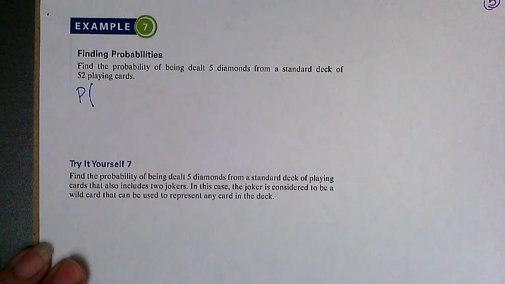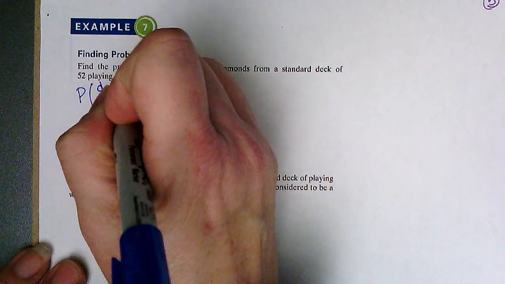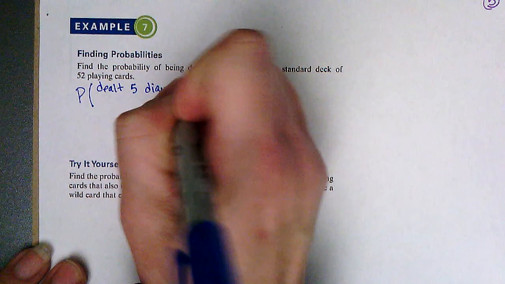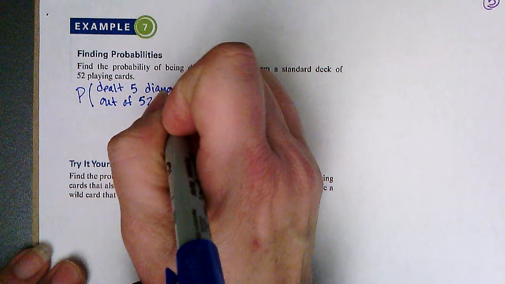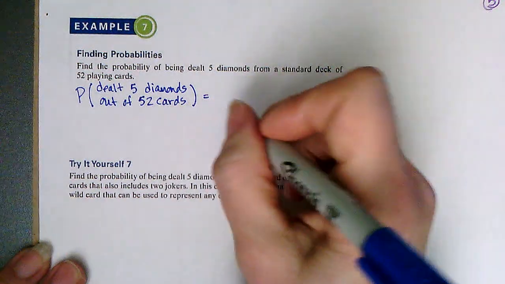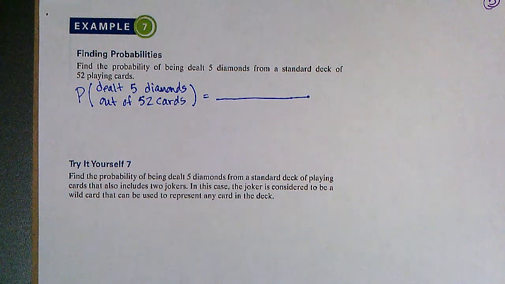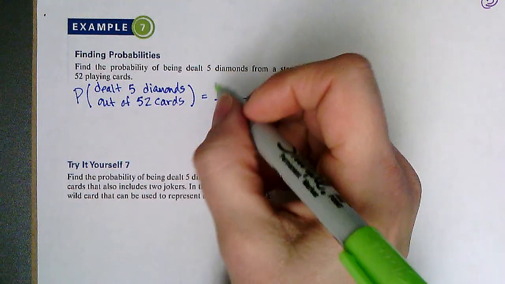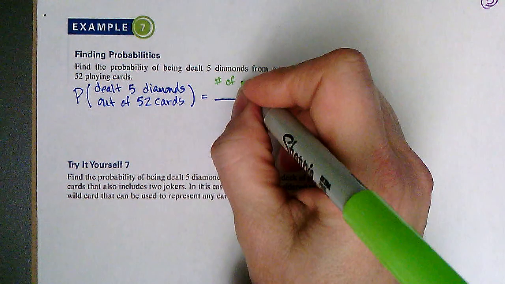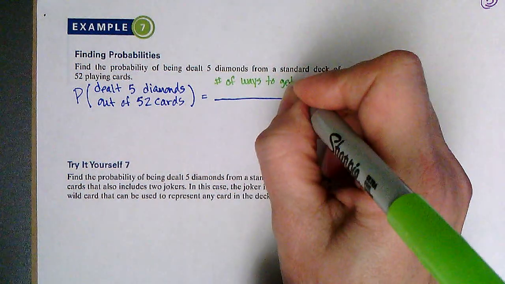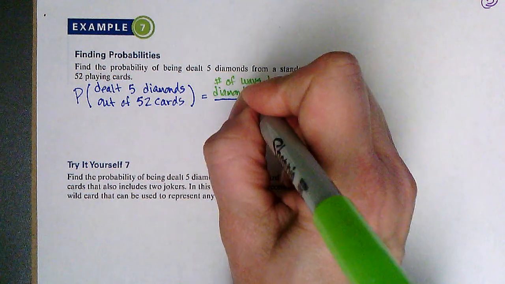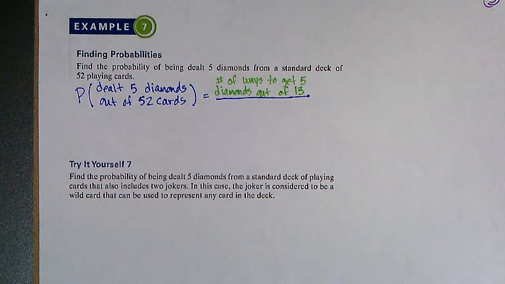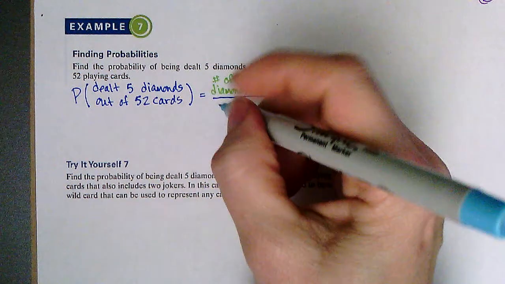The first example, we're going to find the probability of being dealt 5 diamonds from a standard deck of 52 playing cards. So, probability that we are dealt 5 diamonds out of 52 cards. That is going to be a probability, so it's going to have a numerator and a denominator. The numerator is going to be the number of ways that we can get 5 diamonds out of the 13 diamonds that are in the deck. And then the denominator is going to be the number of ways to choose 5 cards out of the 52.